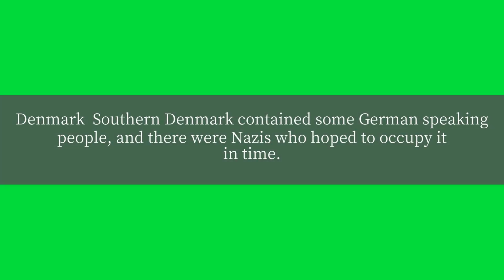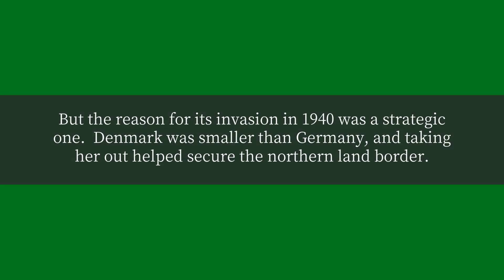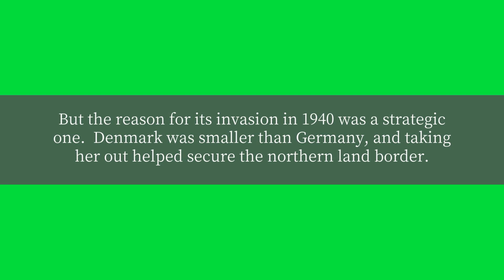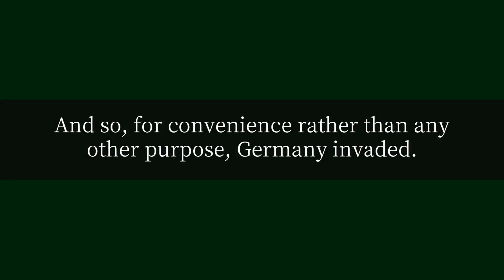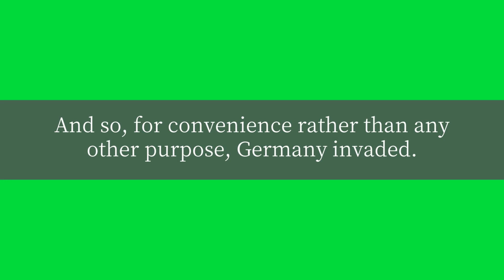4. Denmark. Southern Denmark contained some German-speaking people, and there were Nazis who hoped to occupy it in time. But the reason for its invasion in 1940 was a strategic one. Denmark was smaller than Germany, and taking her out helped secure the northern land border. And so, for convenience rather than any other purpose, Germany invaded.